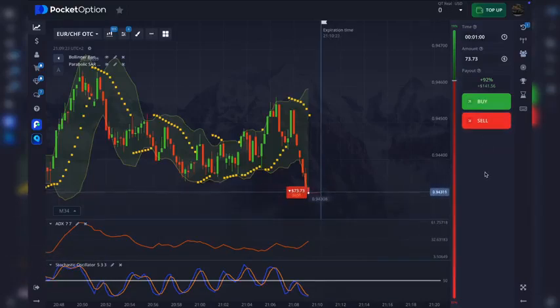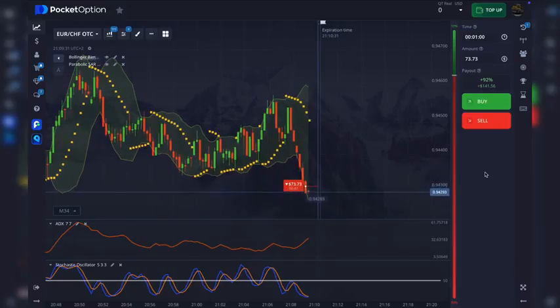First, we check the ADX indicator. Just like before, we want it to show a value above 20. Quick reminder, ADX only shows the strength of the trend, not the direction. So the higher the number, the stronger the movement. That's important to keep in mind.